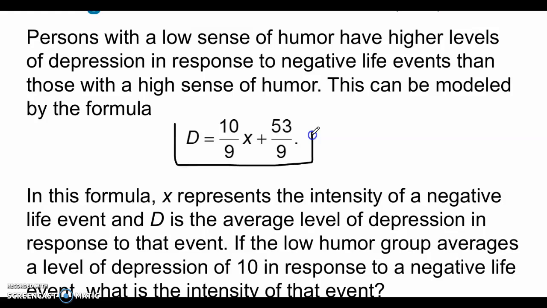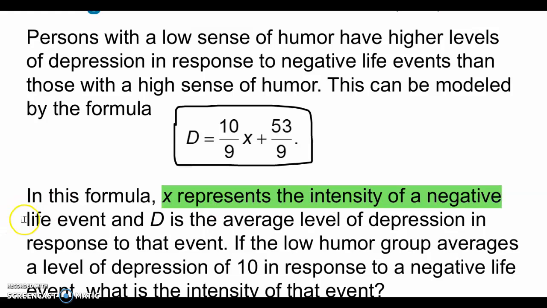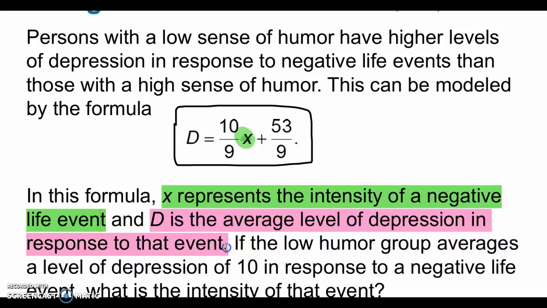So we are given this formula. And it says in this formula, so let's grab our highlighter, X represents the intensity of a negative life event. So we have an X in the formula right here, and that's what it represents. And then it says that we have D, and D is the output. And D is the average level of depression in response to that event.